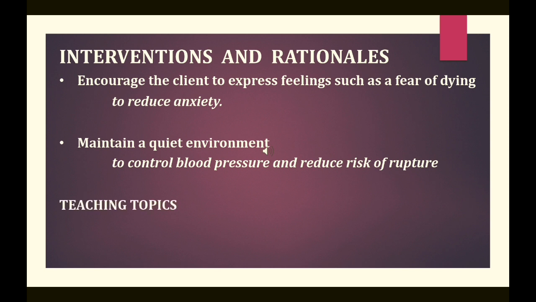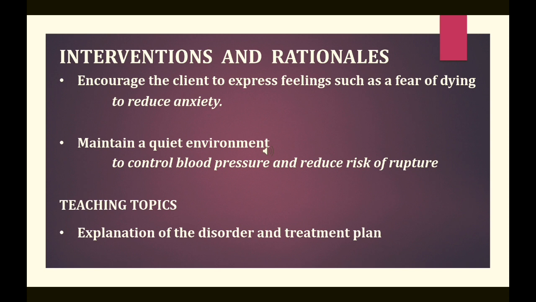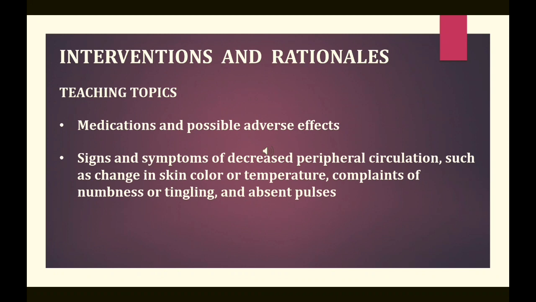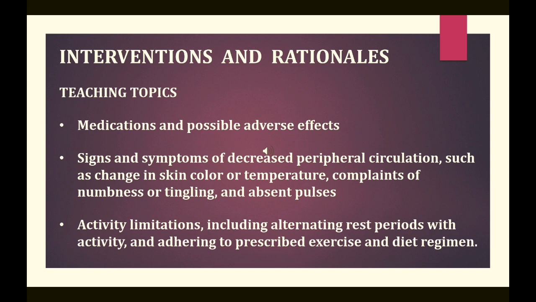Here are some topics you can teach to the patient. Explanation of the disorder and treatment plan. Medications and possible adverse effects. Signs and symptoms of decreased peripheral circulation, such as change in skin color or temperature, complaints of numbness or tingling, and absent pulses. Activity limitations, including alternating rest periods with activity, and adhering to prescribed exercise and diet regimen.